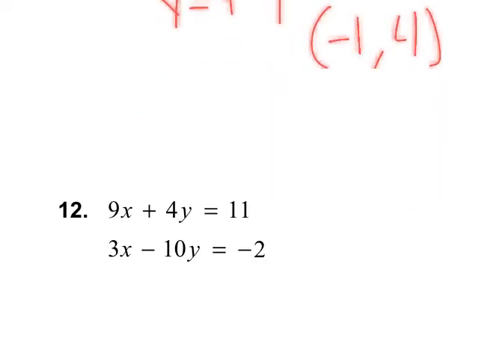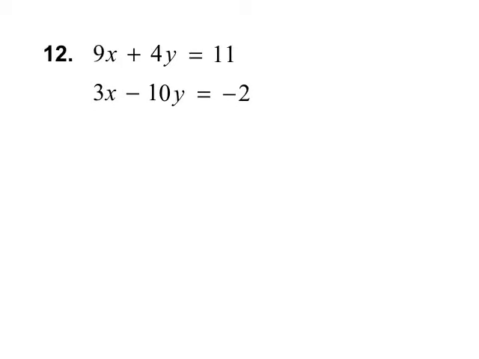Okay, let's look at number 12. On number 12, do I have opposites? No. So let's look at the y's. I have negative 10 down here, so I would need to make the top positive 10, right? Is there any whole number I can multiply 4 by to make it a 10? Because I don't want to mess with decimals or fractions. No, so that's not a good option. Unless you absolutely have to, that's not a good option.